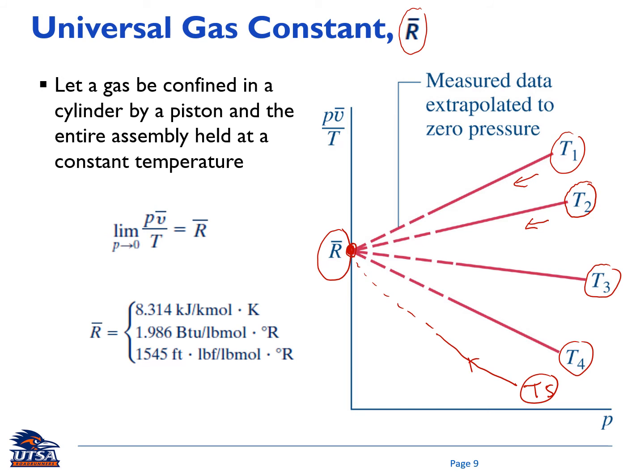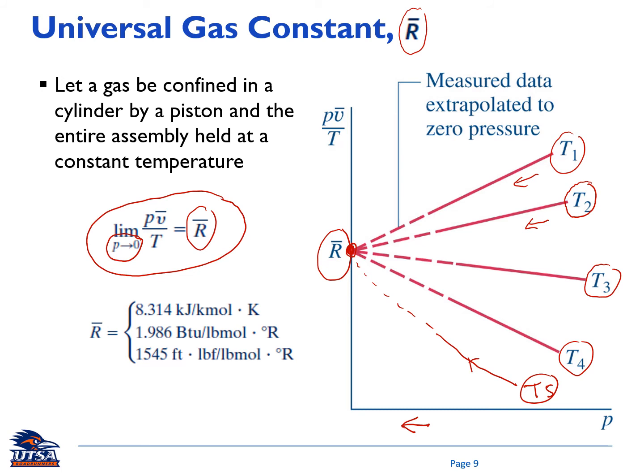I also have the formula here. This is based on the phenomenon we have observed in testing. The limit of P times V divided by T, when the pressure approaches 0, is equal to R here, on a molar scale, and R here is called the universal gas constant.